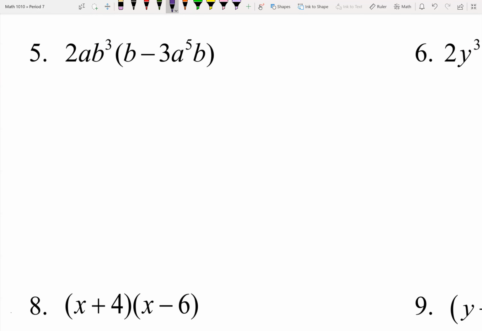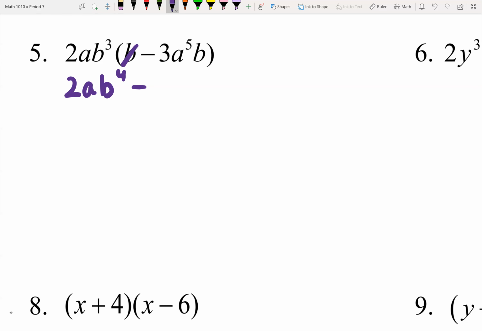One word. Everybody talk to me. Distribute. So numbers, pardon me, signs, numbers, variable, variable, variable, all the way down. Positive times positive, positive. 2 times 1 is a 2. The only a you have is 1. And the b's you have 3 and 1 for a total of, talk to me, 4.